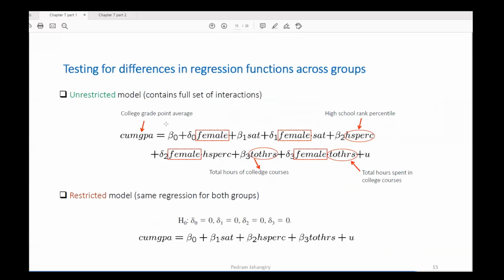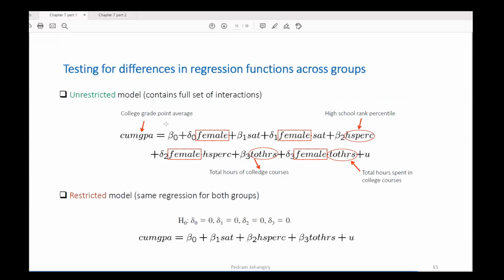All right. Now, what else? Let's look at yet another example. We are regressing cumulative GPA on female and SAT score, so the interaction between female and everything that I have in the model. So what do I have in the model? So let me back out.